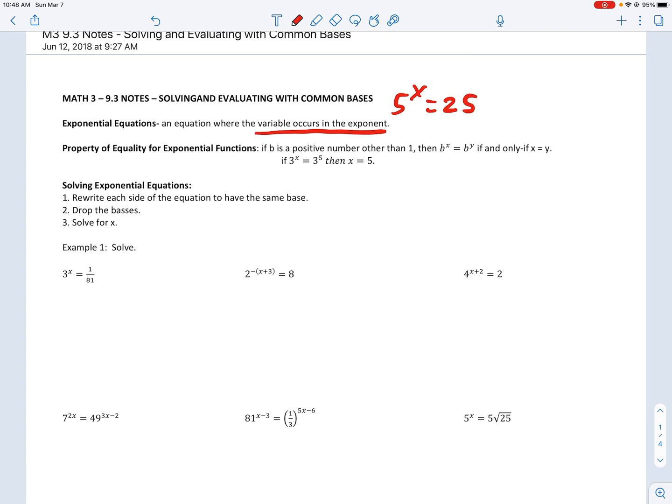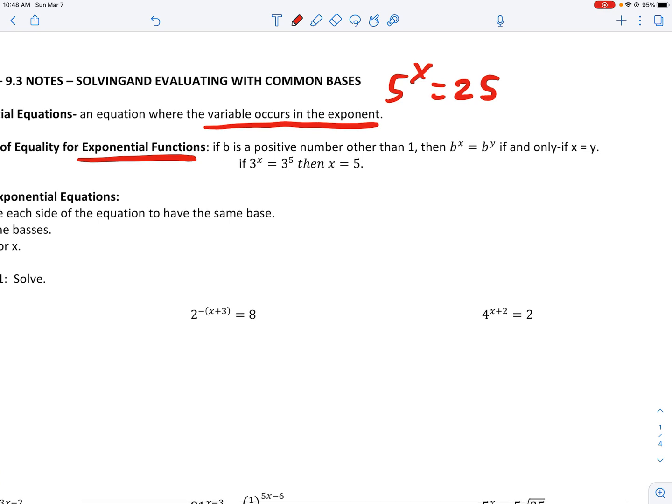So there's a property that we're going to use quite a bit today. It's the property of equality for exponential functions. If b is a positive number other than 1 and you have b to the x equals b to the y, that only happens if and only if x is equal to y. So if 3 to the x equals 3 to the 5, both the bases are the same, so that means the exponents have to be equal. So x equals 5.